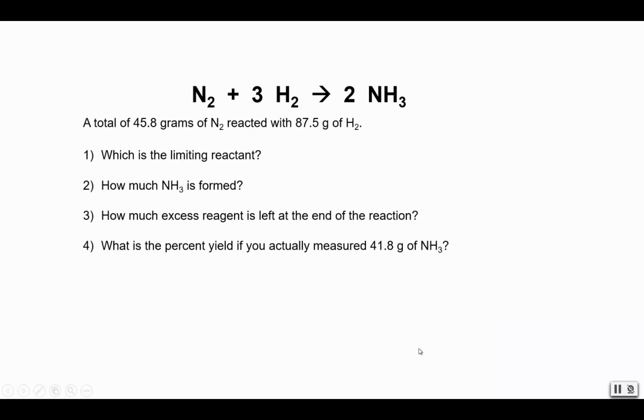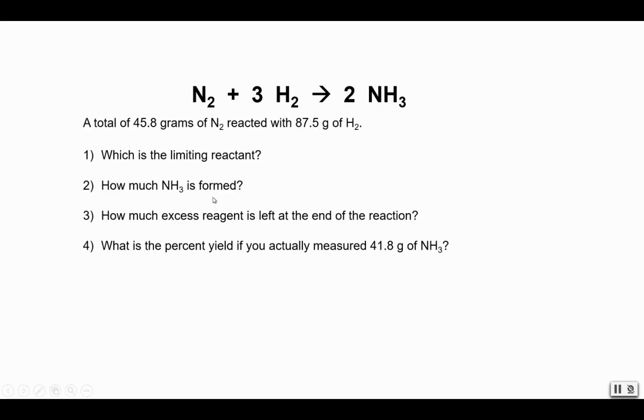Let's take a look at this equation. I have a total of 45.8 grams of nitrogen gas reacting with 87.5 grams of hydrogen gas. I want to know what's the limiting reactant, how much ammonia is formed, how much of the excess reagent is left at the end of the reaction, and what is the percent yield if you actually measured 41.8 grams of ammonia. So let's break this down.